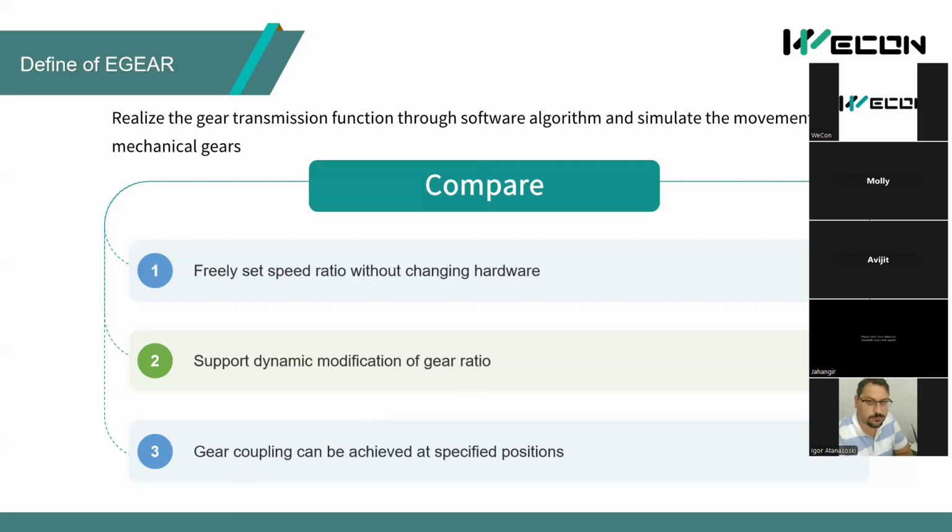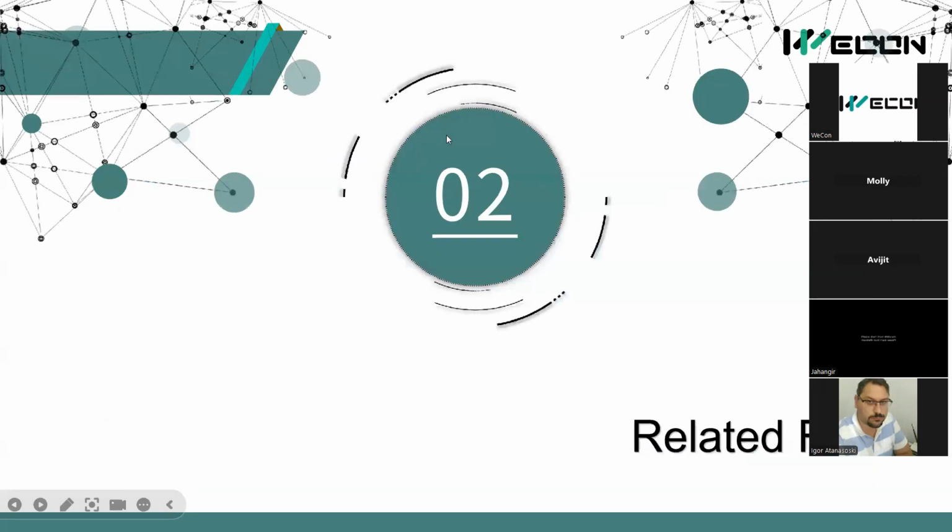And last, we can use gear in pos. We can use this function block to make our master and slave enter the sync status at specific positions. And also, I think Egear is free, but if you want to make mechanical gears, it needs a lot of cost on hardware. And now I will introduce some related function blocks of the gear function.